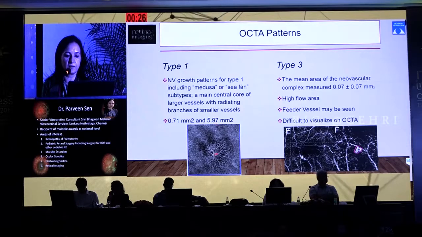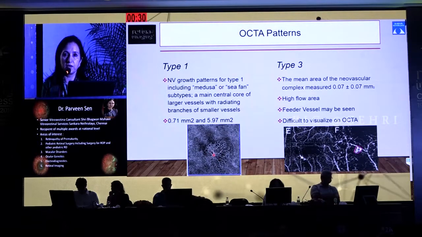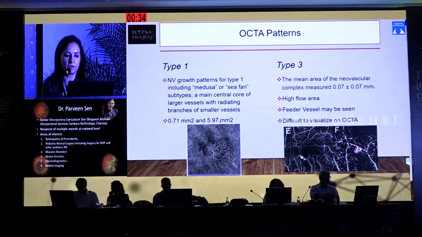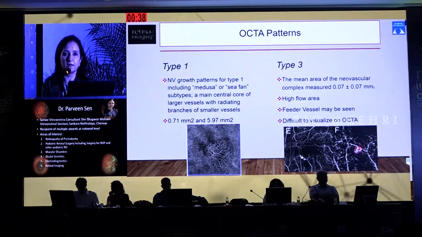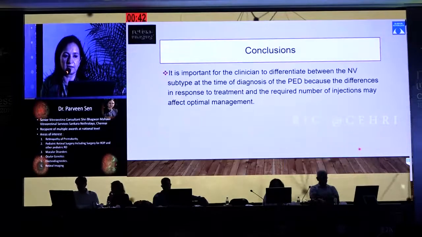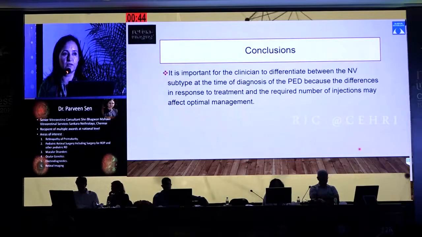OCTA patterns are really different in the early stages. This is a typical type 1 lesion, which may be much larger in size and has been described as a medusa or a sea-fan appearance. Type 3 CNVMs are seen in the retina, in the DCP, and they are much smaller in size. But in conclusion, it's important to differentiate between the two because the treatments may be different and your approach to these cases may be different.